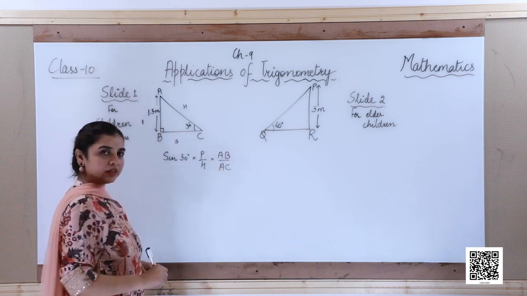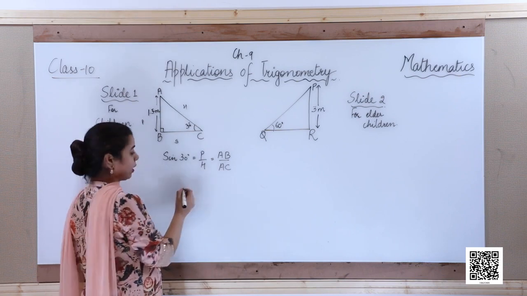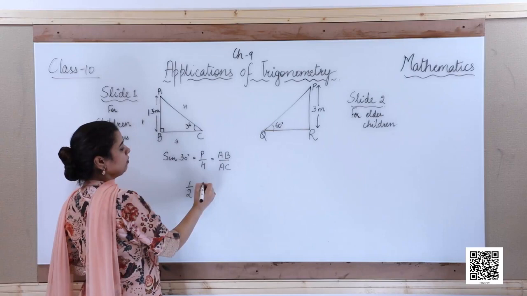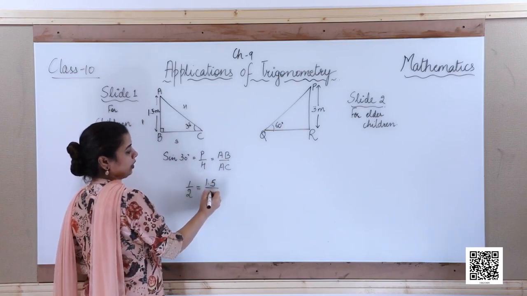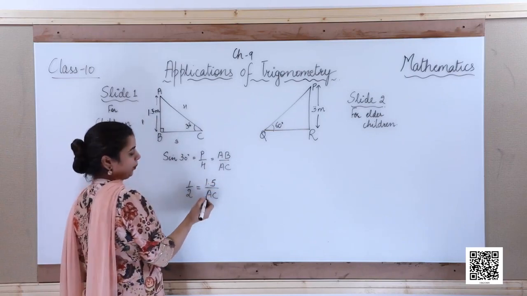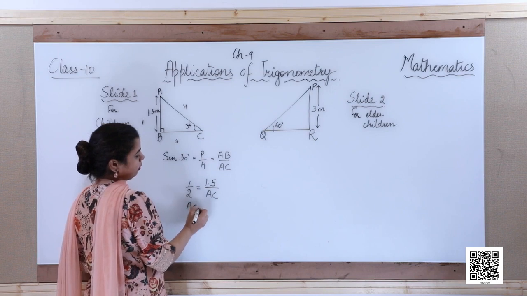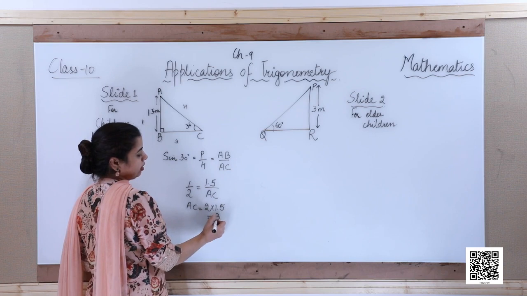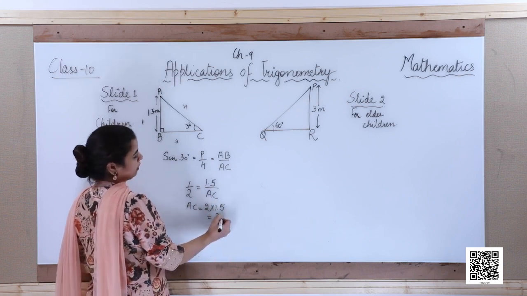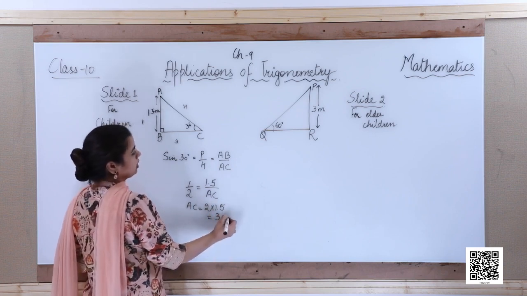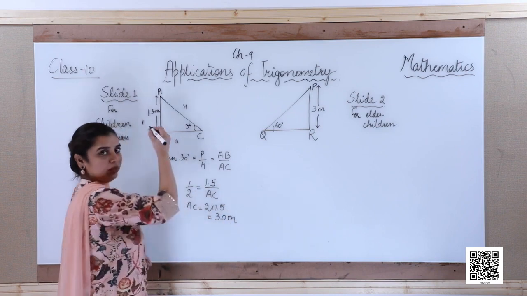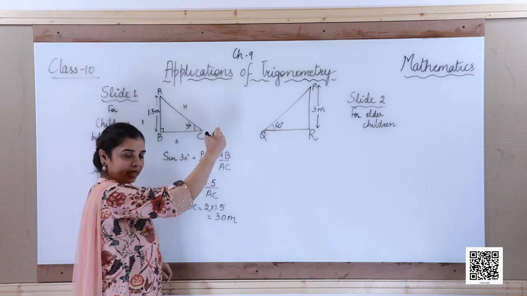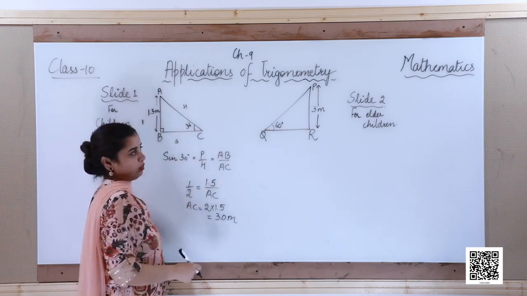Now what is the value of sine 30 degree? Quickly revise it in your mind. It is half. And AB we know that it is equal to 1.5 upon AC. If we bring AC here, we get 2 into 1.5. That is 2 multiplied by 1.5 will give us 3.0. This is in meters because 1.5 was given in meters. So we got that the length of this slide will be equal to 3 meters.